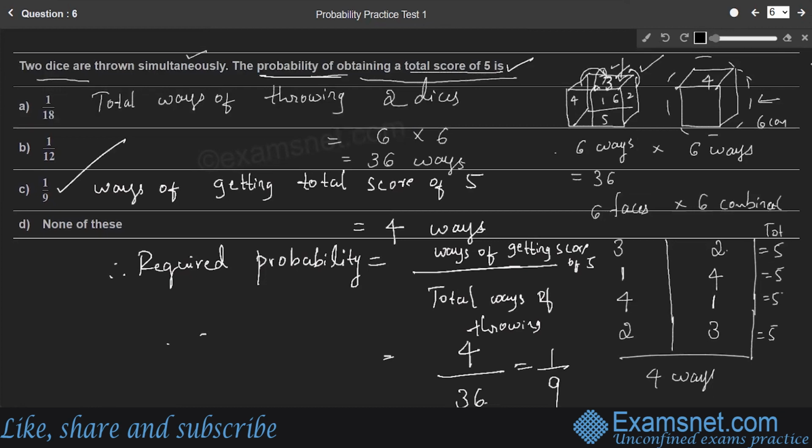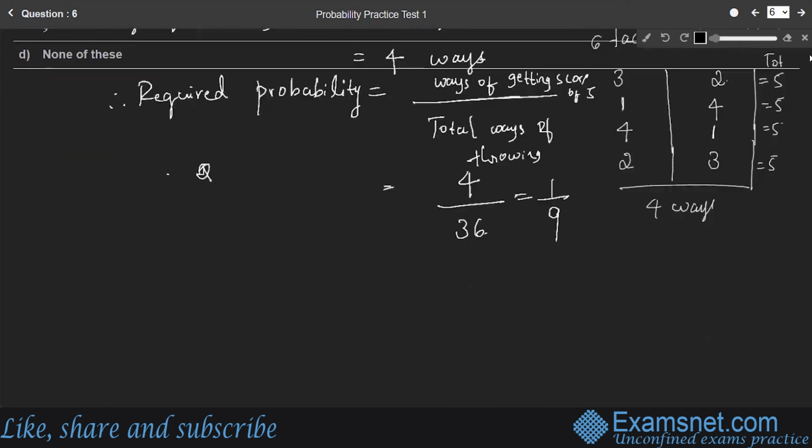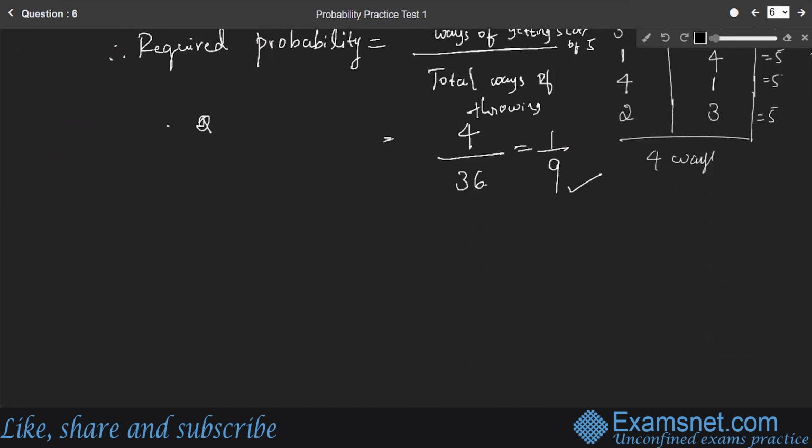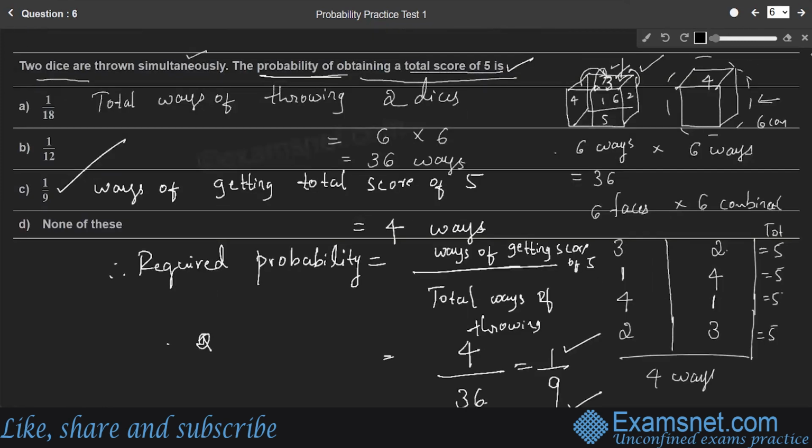So, out of 9 throws, 1 by 9 means out of 9 throws, you can get 1 throw in which the score will be equal to 5, right? In 1 throw, the score will be equal to 5, so together, from dice 1 and dice 2. Therefore, for the given question, option C is the right answer.